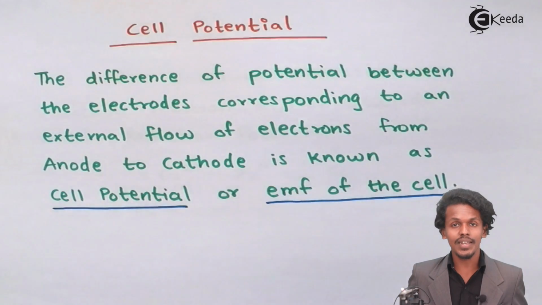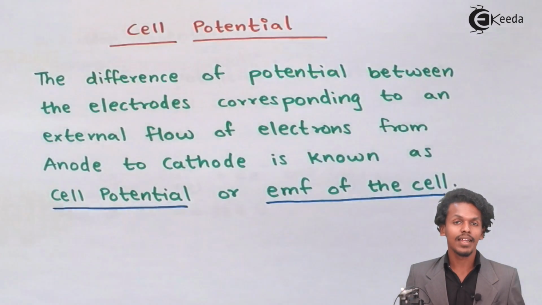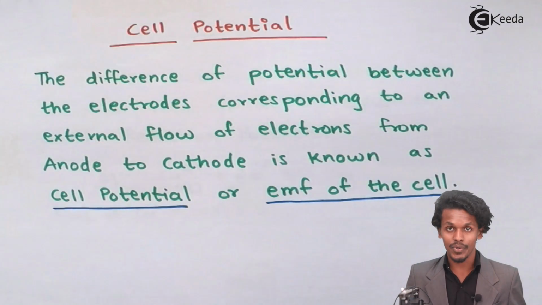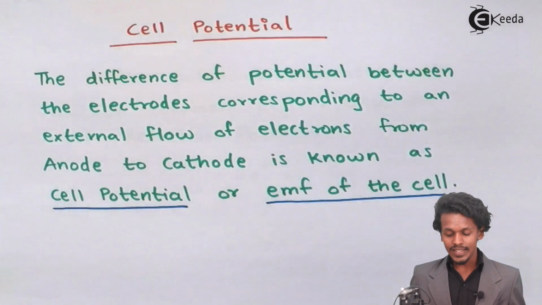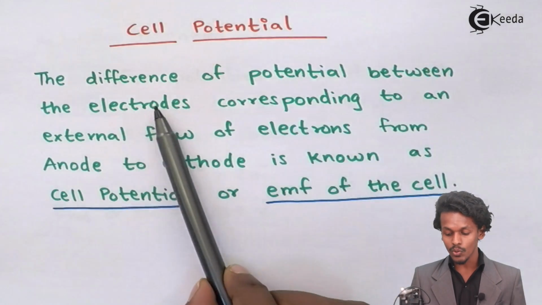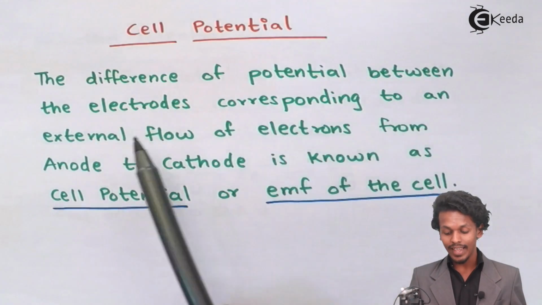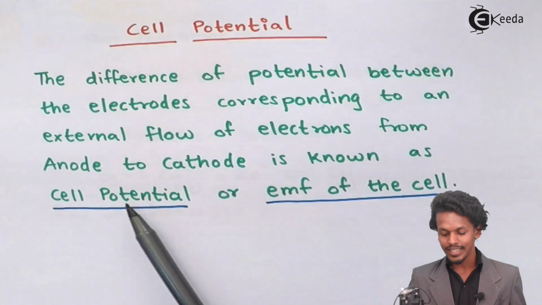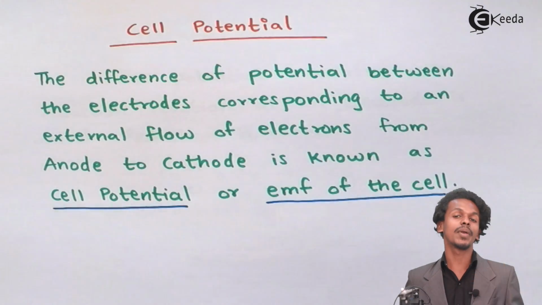So this is cell potential. Let us see what is the meaning of it, and let us see what kind of formula we could derive from a cell potential value. It is nothing but the difference of potential between the electrodes, corresponding to an external flow of electrons from anode to cathode, and is known as cell potential or EMF of the cell.